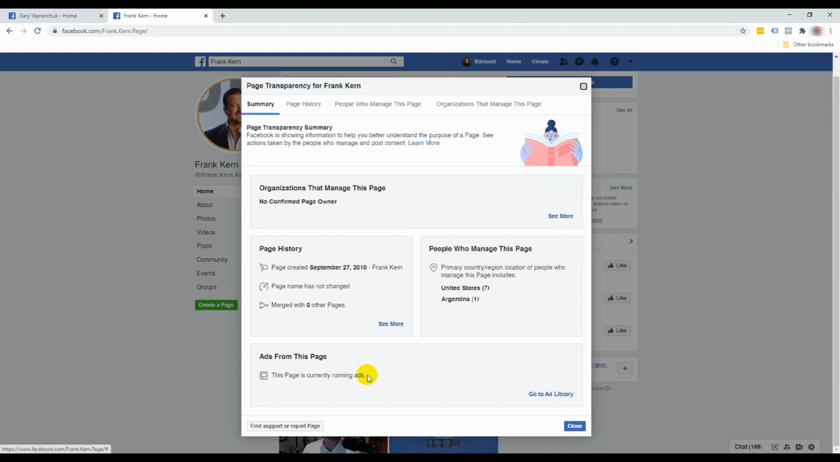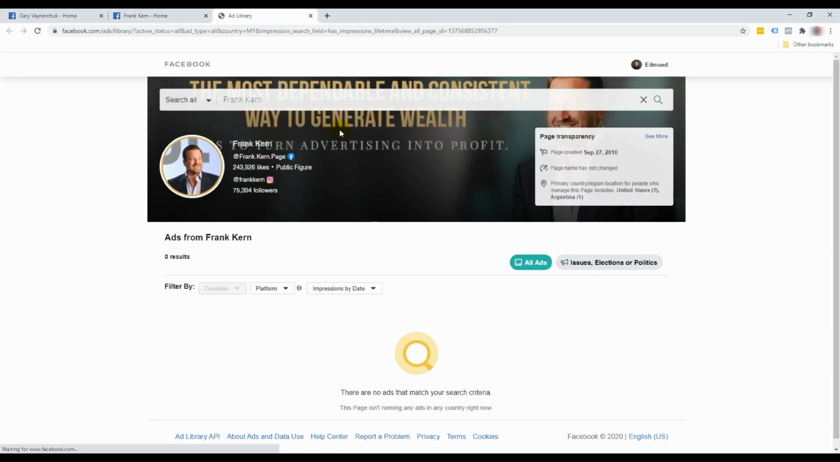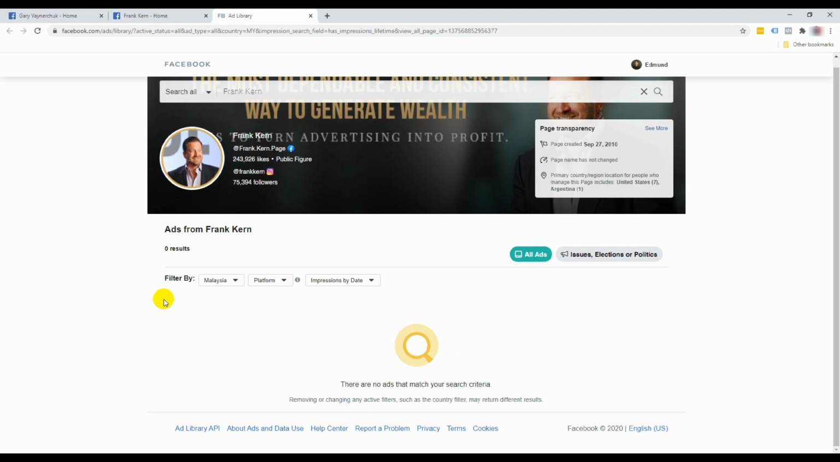And you can see that this page is currently running ads. So if you want to take a look at what kind of advertisements this page is running at the present time, we'll click on go to ad library, and we'll take a look at the advertisements that are being run by the page, but normally the filter would be by your country. For example, I'm viewing this from Malaysia right now and he's not running any active advertisements here.